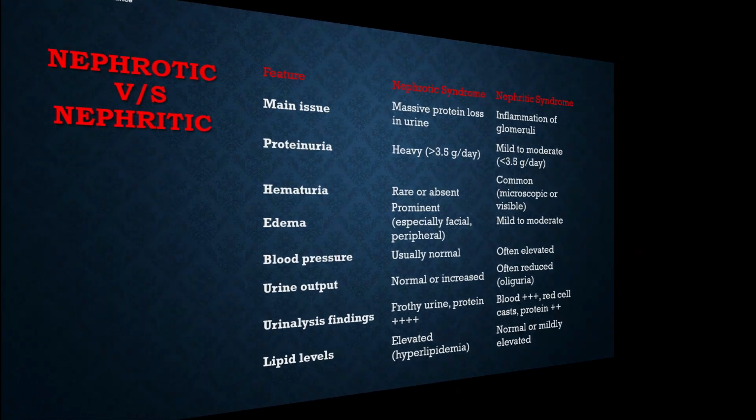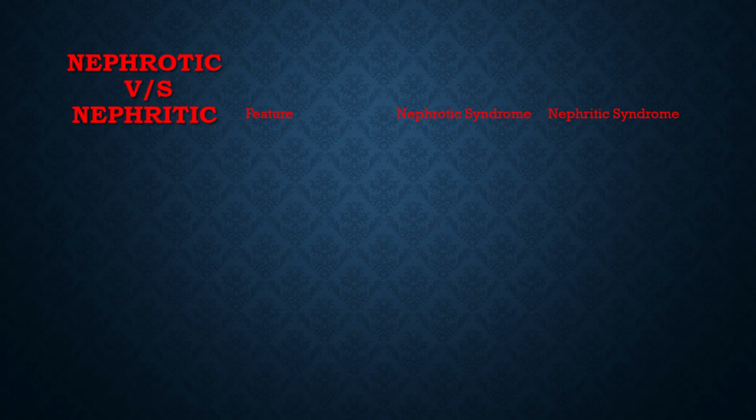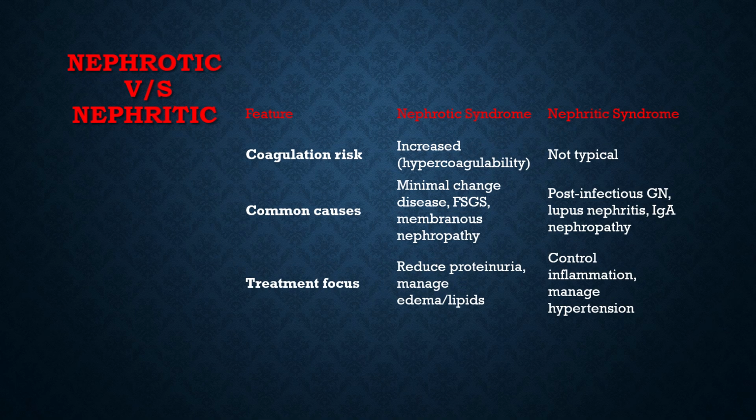Let's go to the next topic. Next features are coagulation risk. In nephrotic syndrome, it is increased, and common causes are minimal change disease, FSGS, membranous nephropathy. Treatment focus: reduce proteinuria, manage edema and lipids. On the other hand, in nephritic syndrome, we see that coagulation risk is not typical. Most common causes are post-infection glomerulonephritis, lupus nephritis, IgA nephropathy, and the treatment focus is to control the inflammation and manage hypertension.